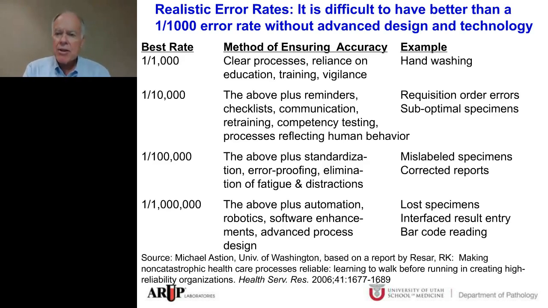And then on the right are some examples of certain activities in a laboratory setting that probably meet those particular error rates. And as I said, this is a slide that was originally presented by Dr. Astian. So for example, hand washing. You require all employees to wash their hands as they're leaving the laboratory before they go anywhere else. But clearly some employees forget to do it. What do you think the error rate is for that?